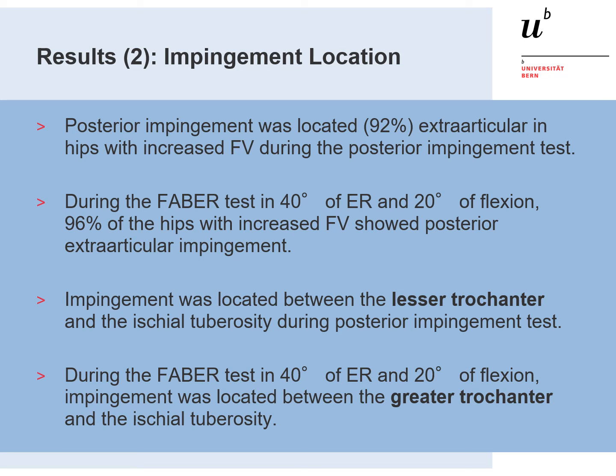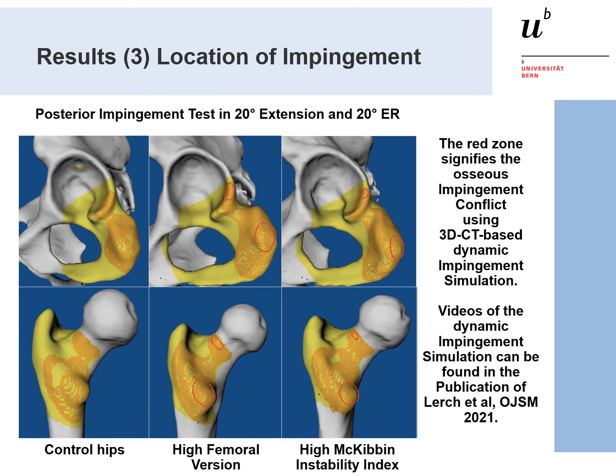We found that impingement was mainly located at the lesser trochanter during the posterior impingement test, and during the FABER test we found that the greater trochanter and the ischial tuberosity were involved in the impingement conflict. The results for location of impingement are shown here. In the middle we see that hips with high femoral version had the impingement conflict between the ischial tuberosity and the lesser trochanter, as shown by the red circle.